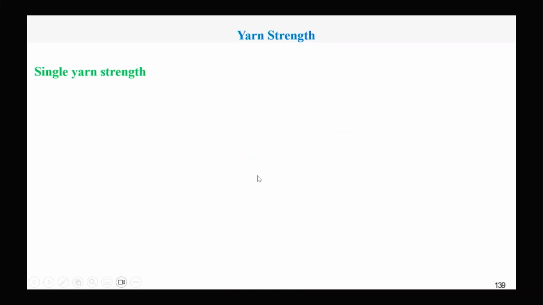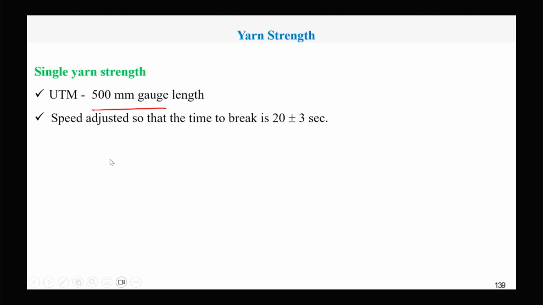yarn strength. So single yarn strength is measured in universal tensile machine. So 500 millimeter gauge length in universal testing machine, and speed is adjusted so that the time to break is 20 plus minus 3 seconds, and gauge length is 500 millimeter.